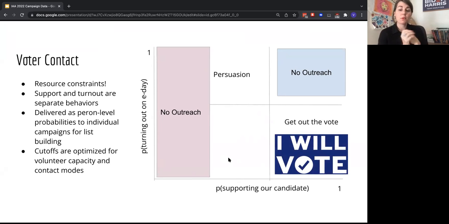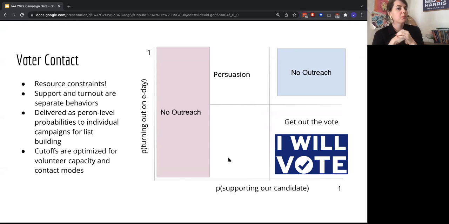The other part are people who are very likely to support our candidate, but less likely to show up on election day. Those people get a different kind of treatment. They are part of our Get Out the Vote campaigns, where the real focus is, again, getting them the information to show up on election day, or figuring out what it is that's keeping them from historically showing up on election days, and doing our work to get them to show up on that day.